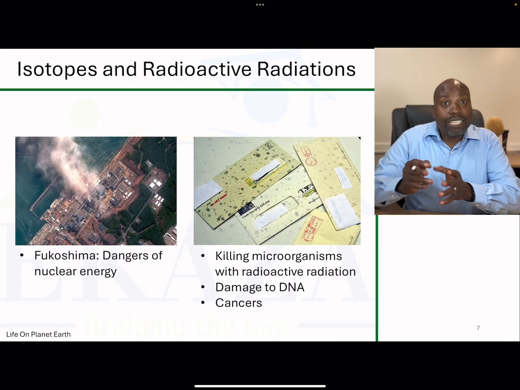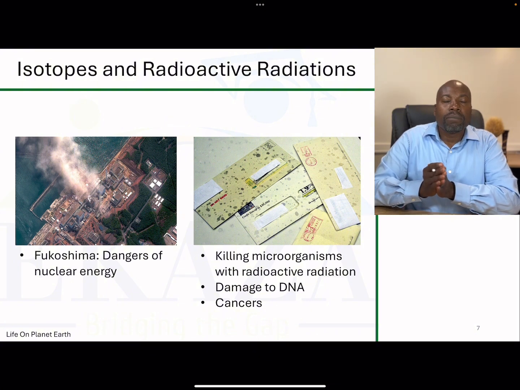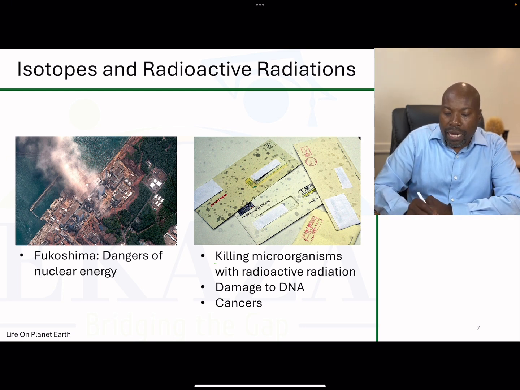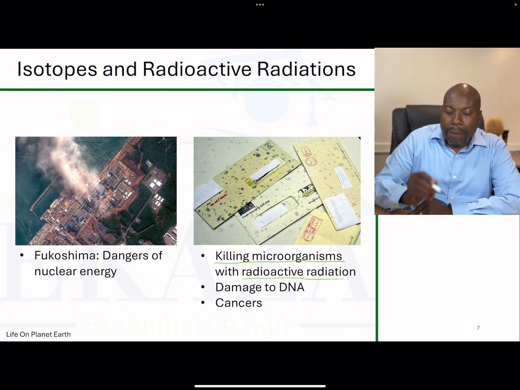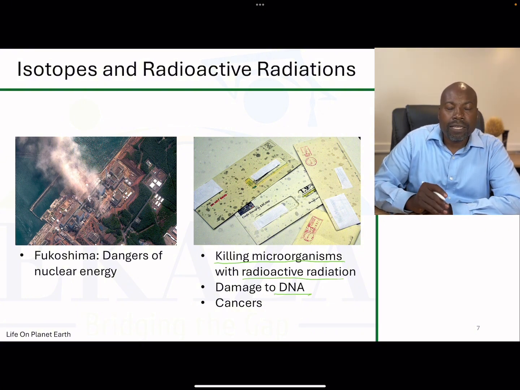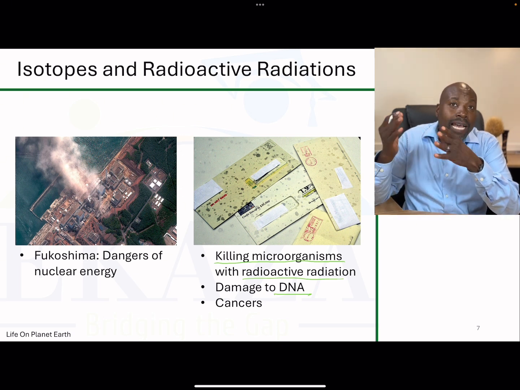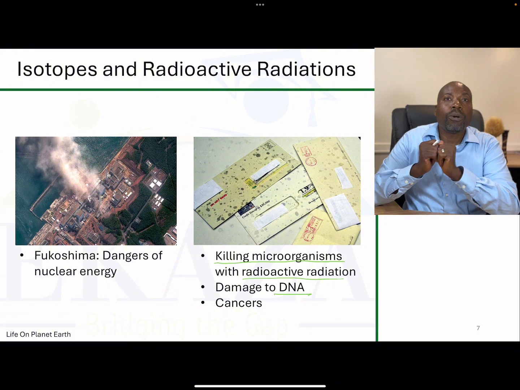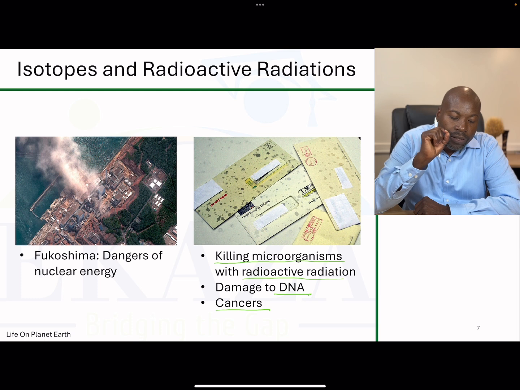All right. Isotopes can be used for many purposes, including the elimination of potential pathogens, right? So we can kill microorganisms with radioactive elements, right? How do they do this? By damaging DNA. By damaging DNA, the damage is so much beyond repair that the cell ends up dying, right? We can also use radioactivity to treat cancers by targeting very specifically cancer cells.